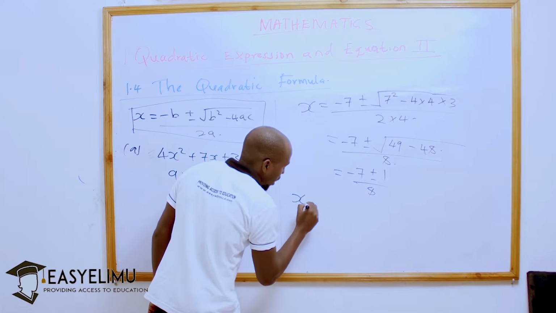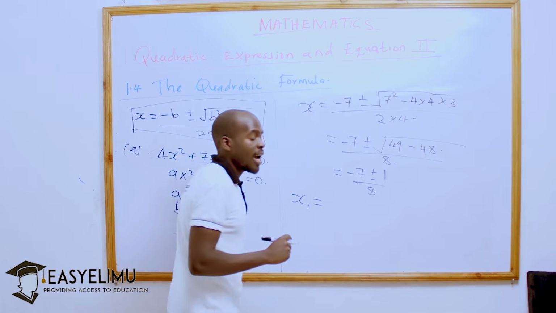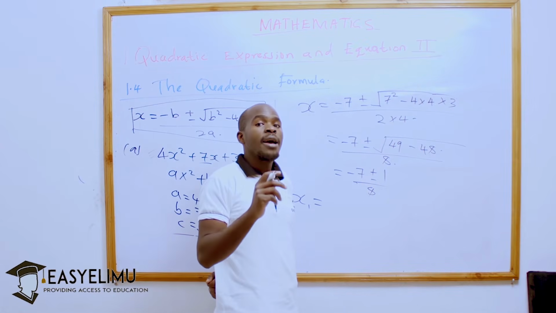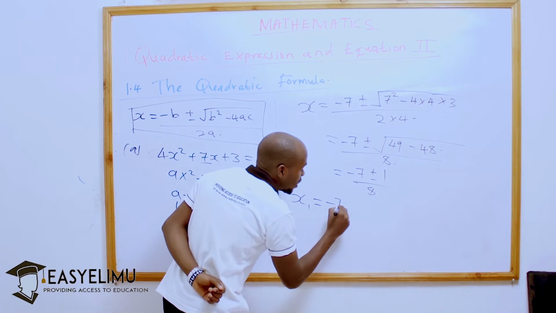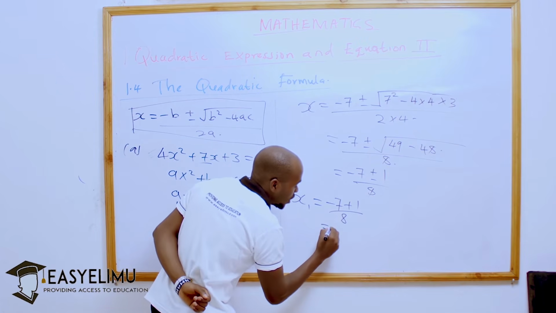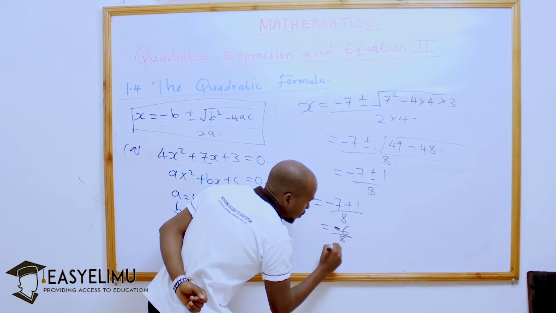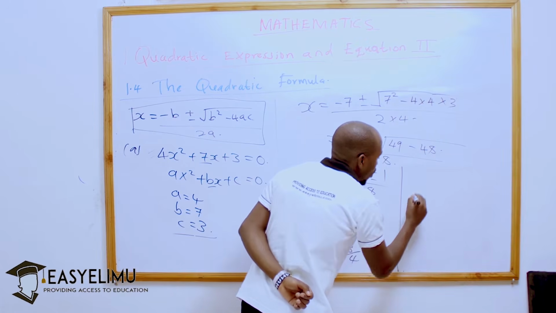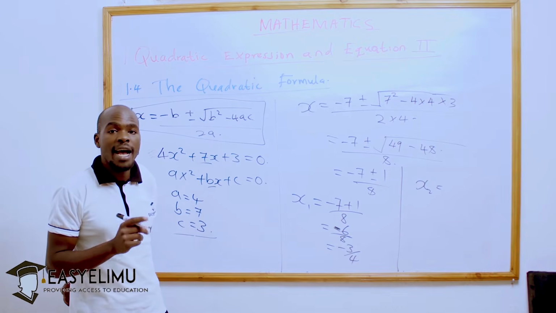So, for that case, we can say if we need x1, or the answer for the first variable x, we consider the answer under the square root sign to be positive. And in that case, we shall say it is positive 1. So, we divide by 8 and we shall get negative 6 over 8, which is giving us negative 3 over 4.